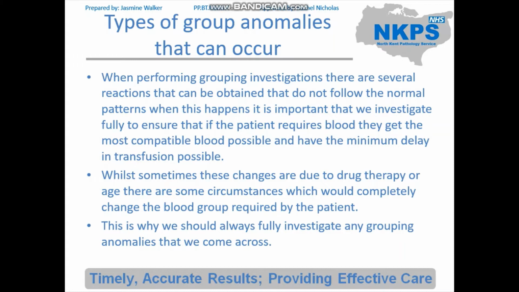So sometimes these changes or anomalies are down to something as simple as age or drug therapy, and it won't affect at all what blood group they are or the blood that they require. However, occasionally you will have some grouping anomalies which will completely change what blood that patient requires, even making it so that group O blood is not acceptable. So we're going to go through all of the more common grouping anomalies that you will come across in the lab.